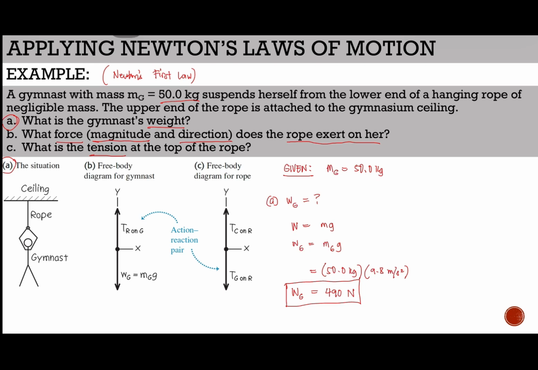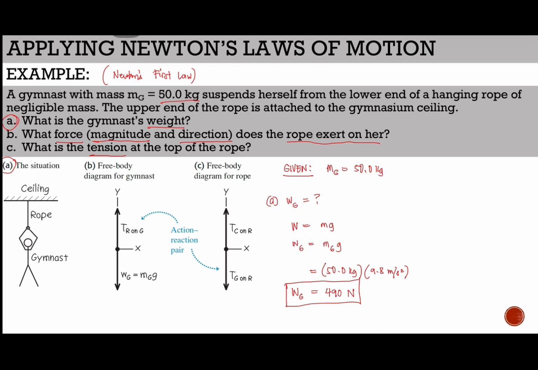So we have already answered letter A. Now let's go to letter B. The question is what type of force does the rope exert on her? So, in Bisaya, what types of force does the rope exert on the gymnast? We have four common types of forces: the normal force, friction force, tension force, and the weight. Since our gymnast is not in contact with any surface, we have no normal force and friction force. So we are left with tension force and the weight.